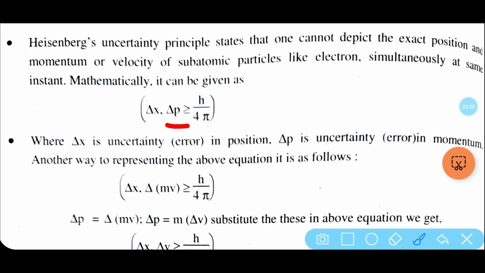Here delta x is the uncertainty, that is the error in the position of the electron in the orbit, and delta p is the uncertainty, that is the error in the momentum of that electron. Another way we can represent this equation is delta x into delta m into v greater than or equal to h upon 2 pi.